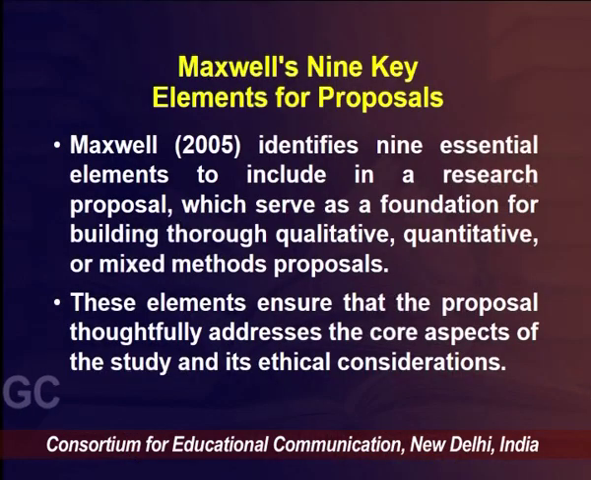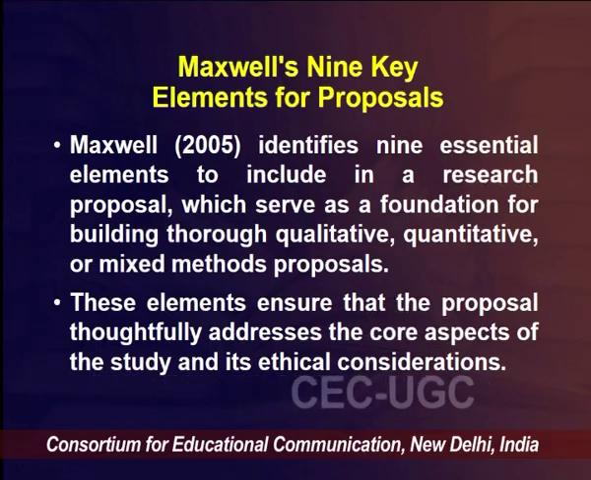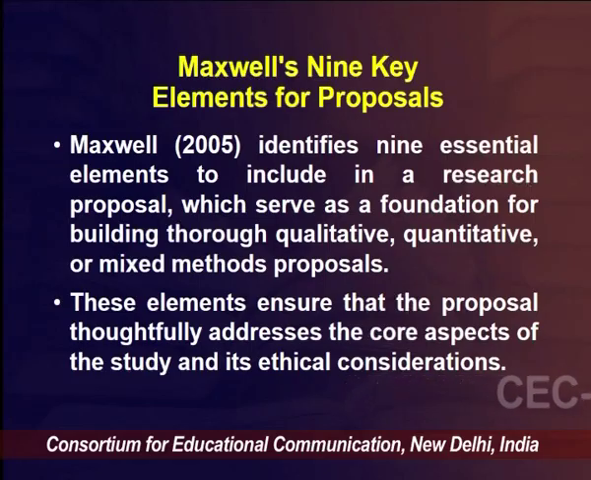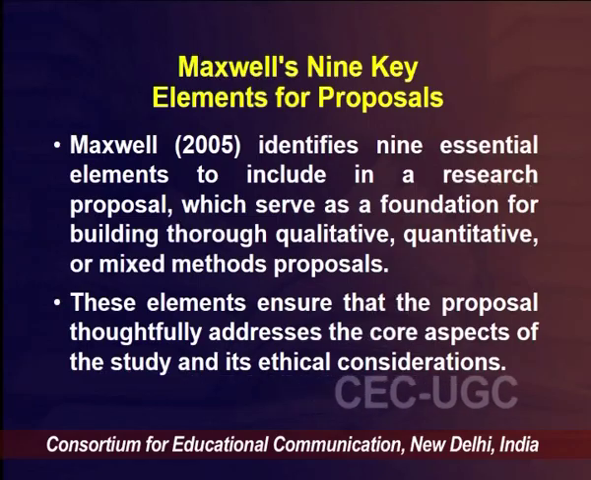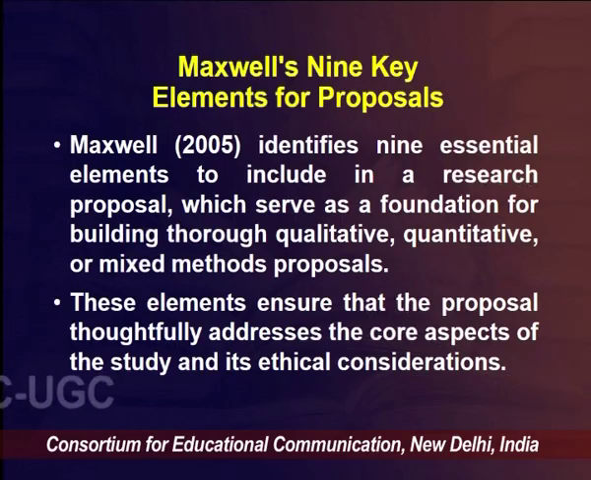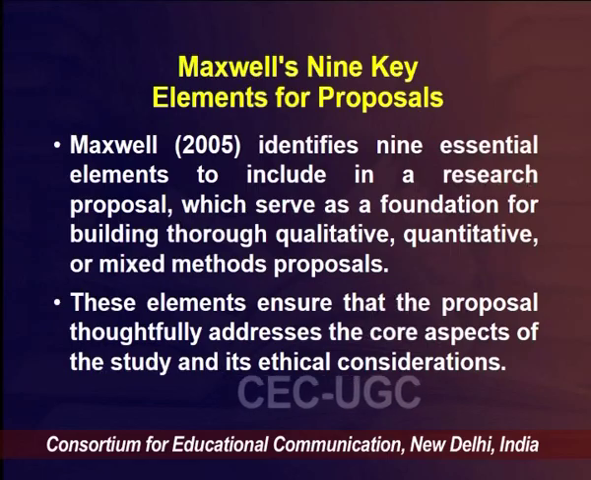Now we will talk about Maxwell's 9 key elements for a proposal. Maxwell in 2005 identified 9 essential elements to include in a research proposal, which serve as a foundation for building a thorough qualitative, quantitative or mixed method proposal. These elements ensure that the proposal thoughtfully addresses the core aspects of the study and its ethical considerations. So, now let us look into the 9 key elements.